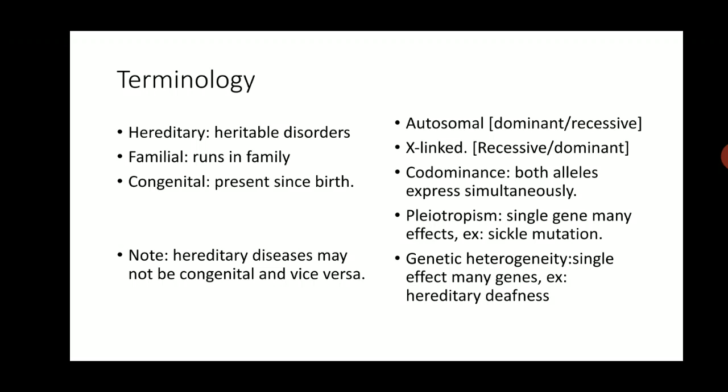Genetic heterogeneity is the term which is the reverse of pleiotropism. It means single effect, many genes. For example, hereditary deafness. There are many genes at different chromosomes, the mutation of which can lead to a single outcome, that is deafness. So such diseases are known as genetic heterogeneity.